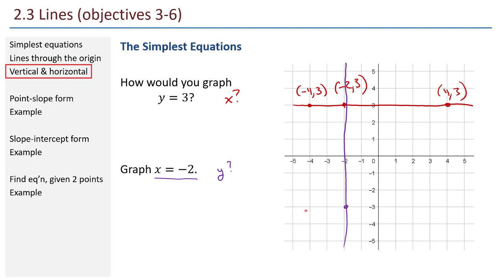So again, I'll pick a couple points. (-2, -3), (-2, -1), and there's the point where they cross, (-2, 3). Along this purple line, y coordinates can be anything, but the x coordinate must be -2. Just in summary, if I have an equation of the form x equals a number, that is a vertical line, and if I have an equation y equals something, that is a horizontal line.